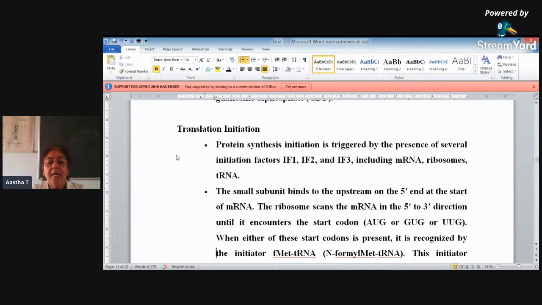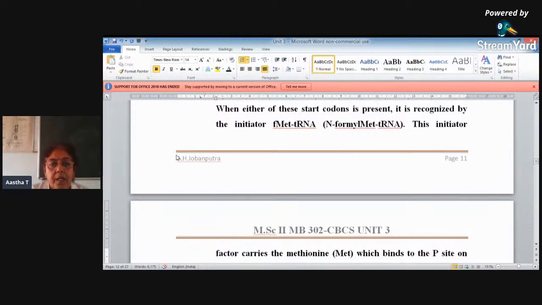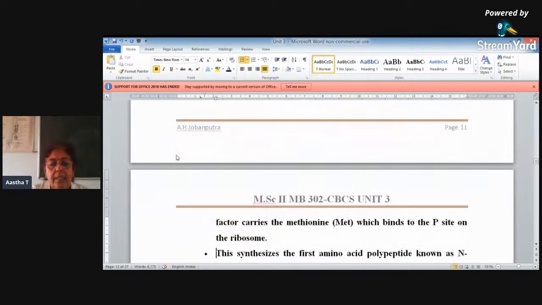So it will scan the mRNA in which direction? 5 prime to 3 prime direction. The first codon is usually AUG, which codes for N-formyl methionine. Sometimes it may be GUG or UUG. They may code for valine. So any of these codons should be present to start the process of translation or protein synthesis.